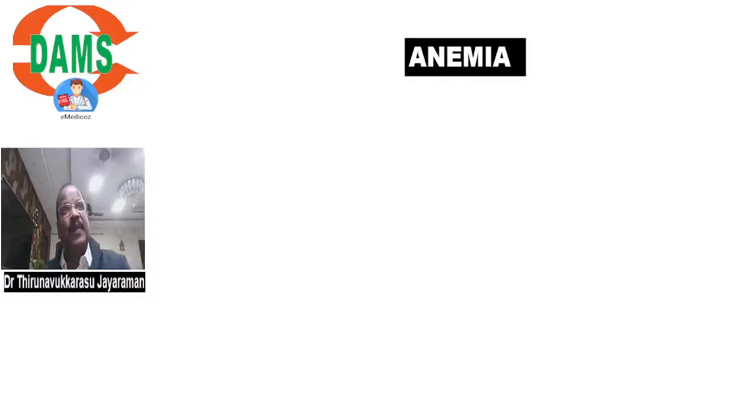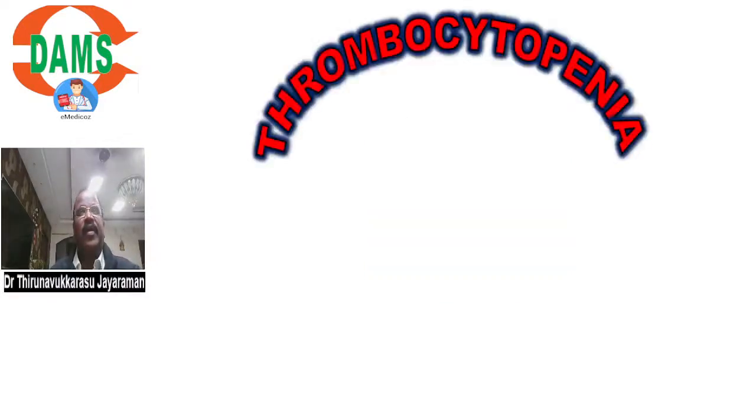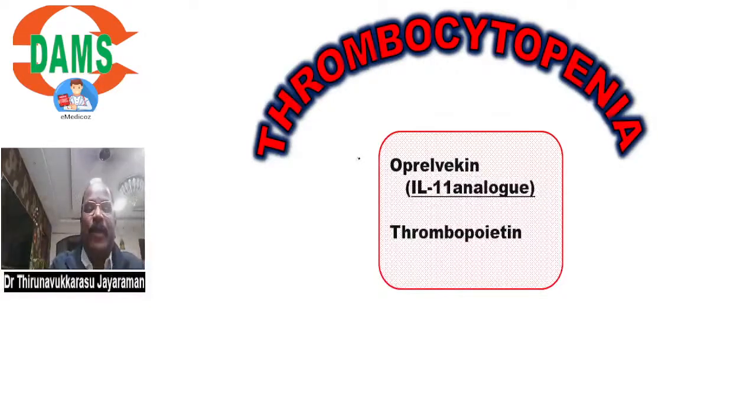Whereas if there is anemia following chemo, for treating anemia we have something called erythropoietin preparations, like darbepoetin or epoetin. And finally, for treatment of anti-cancer drug-induced thrombocytopenia, we have oprelvekin. Very important: oprelvekin, an interleukin 11 analog. Of course, we also try thrombopoietin, but most commonly used is oprelvekin, the interleukin 11 analog.